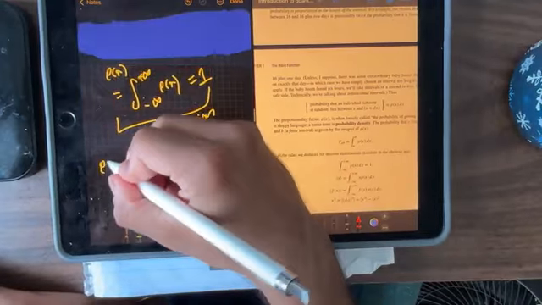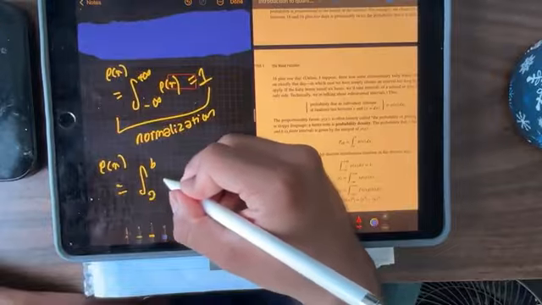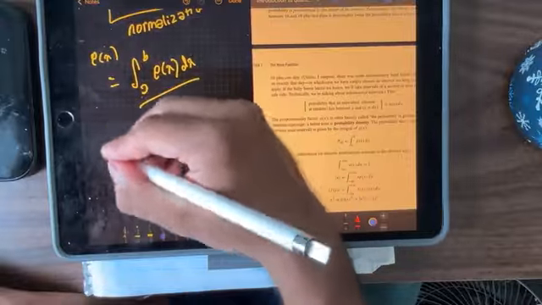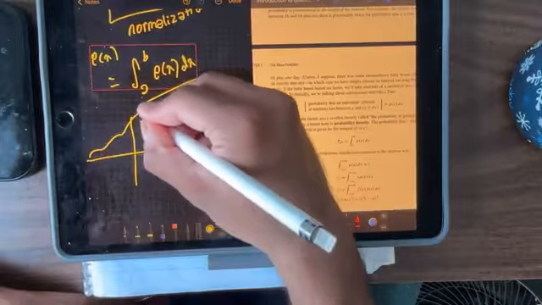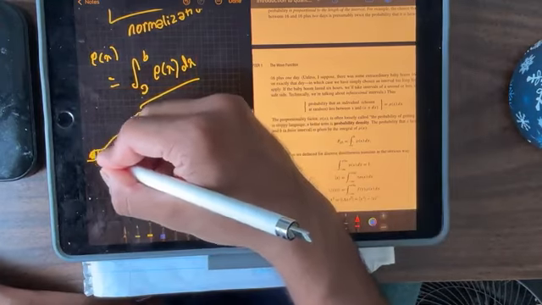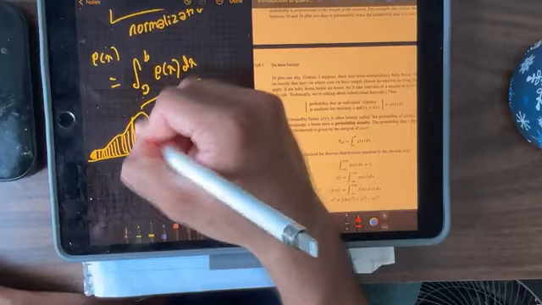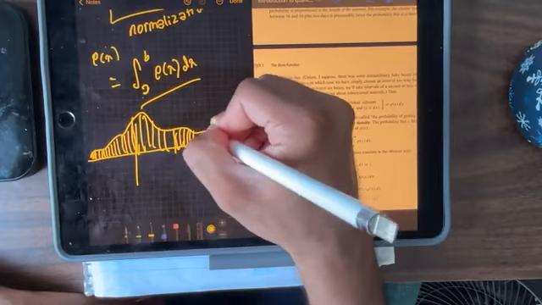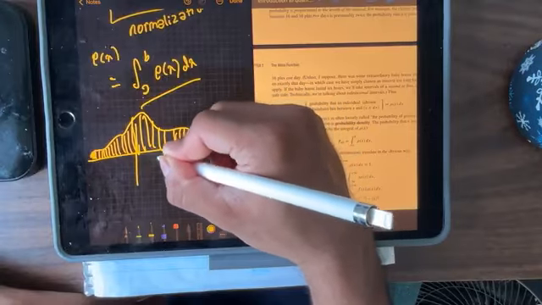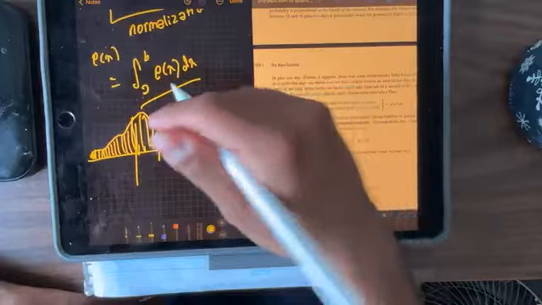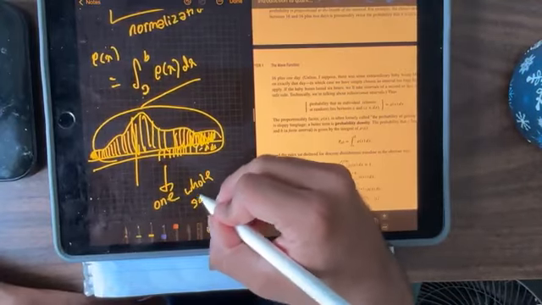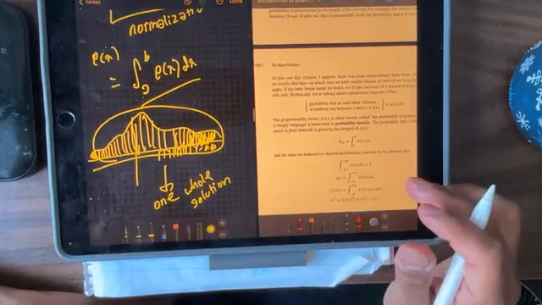But in general case, it would be the integral from a to b of p of x dx, always with a dx. Why do we write dx? Because if I look at a graph, let's draw this graph. You see that it's not a bar graph, it's more like a line graph. You're trying to add all the infinitesimal sections, right? This is dx, dx, dx, dx, all those are dx, and you're trying to add all those dx and find one whole solution, right?